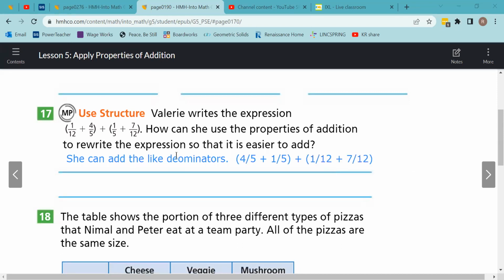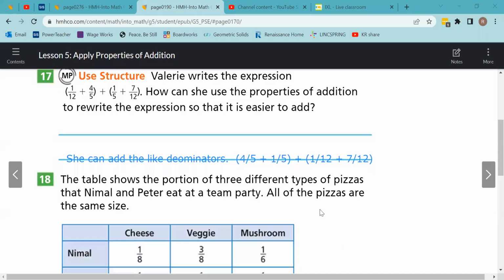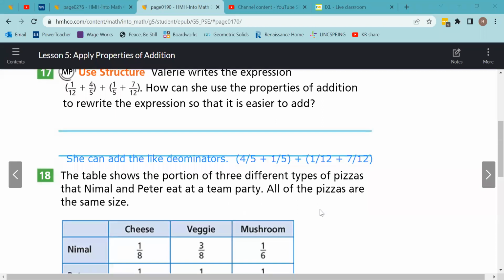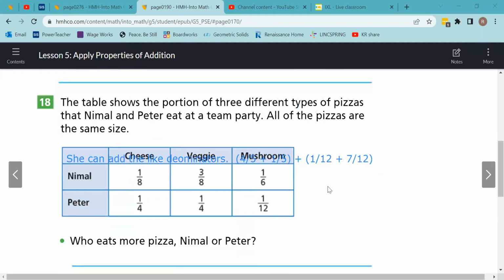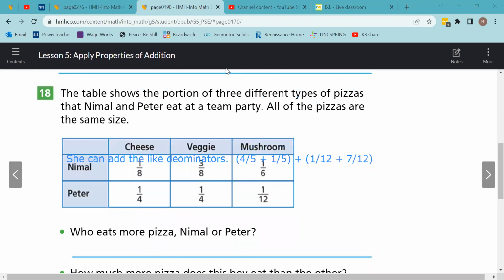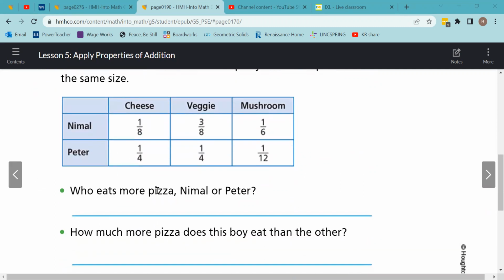Number 18, the table shows the portion of 3 different types of pizzas that Nimal and Peter eat at a team party. All of the pizzas are the same size, and that makes a difference because if you have a personal pizza, that is not the same as a delicious large Casey's pizza, right? Okay, who eats more pizza, Nimal or Peter?